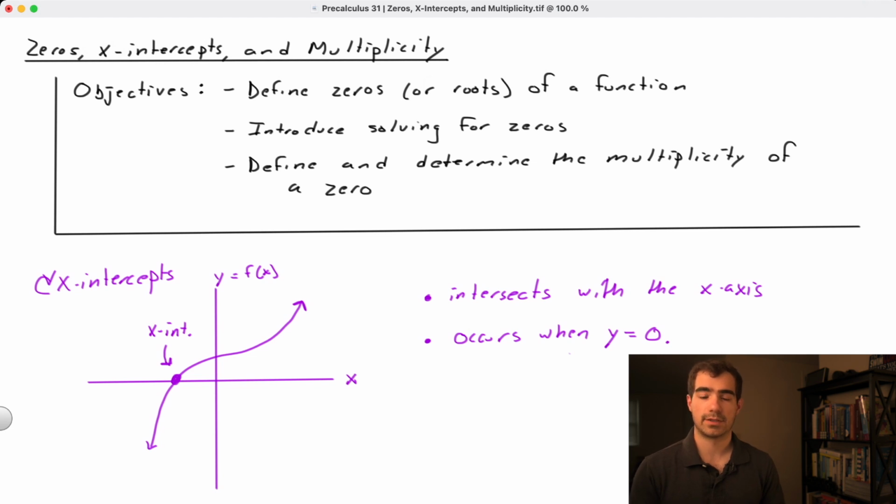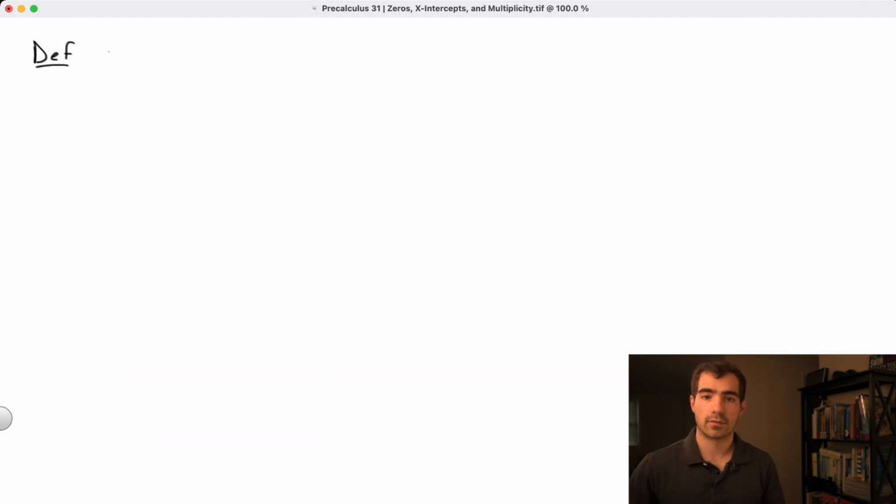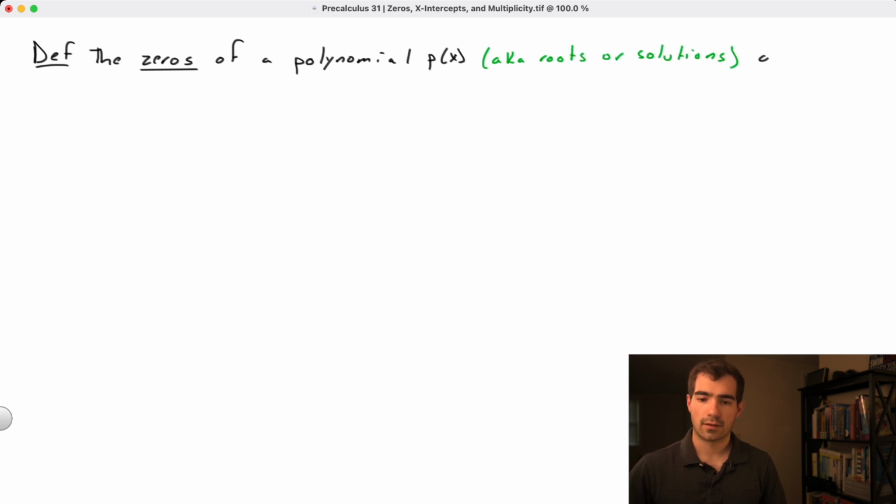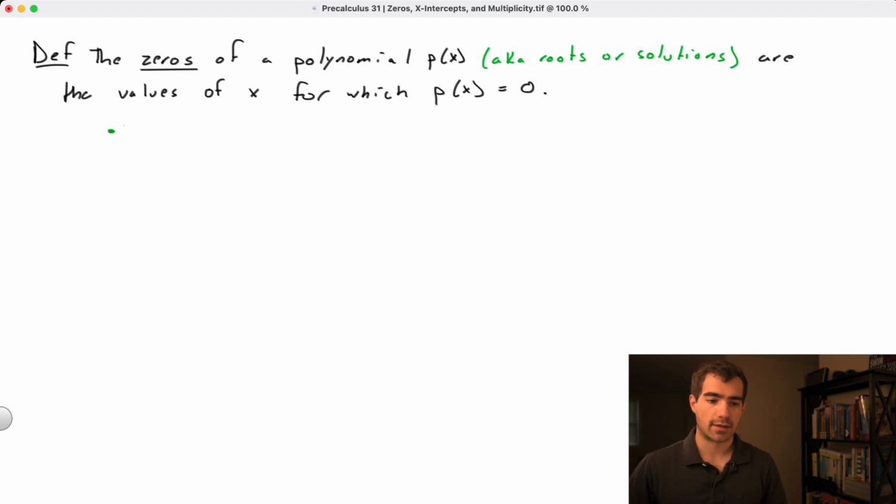And that same thing is going to be true for polynomials, and is also why we often will refer to them as zeros in this particular case, because they are when the function itself is equal to 0. And so formally, we can say that the zeros of a polynomial, p of x, which are also often referred to as roots or solutions, are the values of x for which p of x is equal to 0. And again, these are the values that on a graph we see as the x-intercepts.